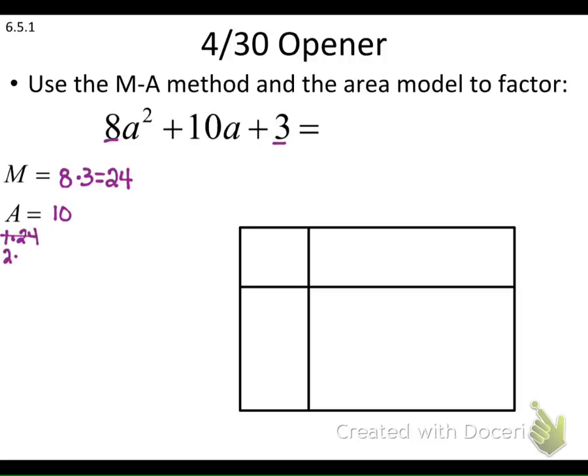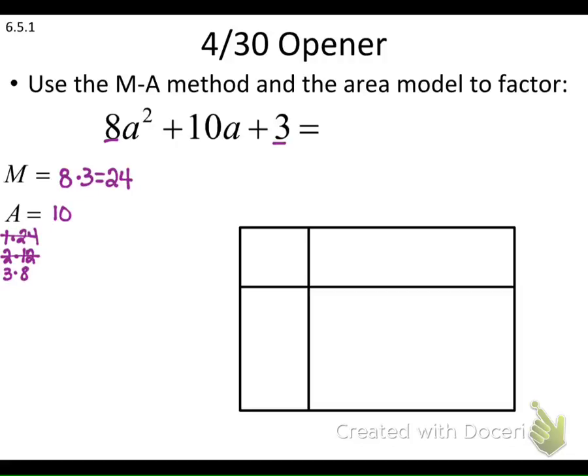Okay. 2 times what gets me to 24? Wait, can you slow it down? Because I'm lost. 12. Okay. So then 2 plus 12 equals 14. Too many. So then, can I take and multiply 3 times something to get 24? 8.